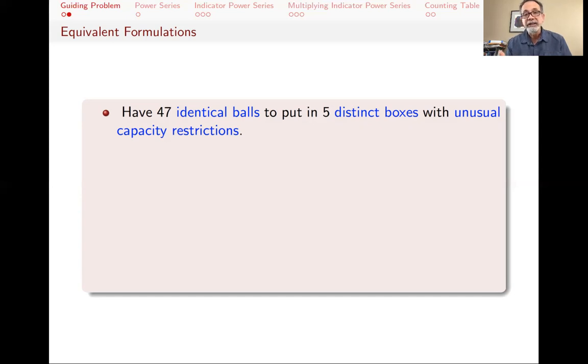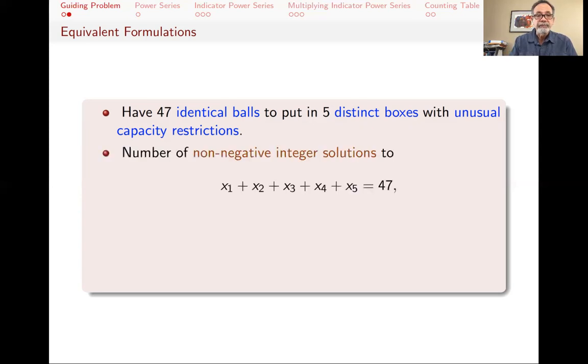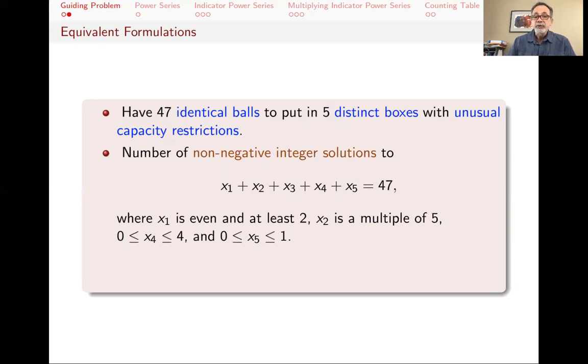Each of those boxes has certain kinds of capacity restriction. Again, one of them only takes multiples of 5 balls. One of them only takes a positive even number of balls. Another one can be anything, but one of them can only be between this number and that number, and another one can only be 0 or 1 ball. Another way of thinking about that is that you want the number of non-negative integer solutions to x1 + x2 + x3 + x4 + x5 = 47, with x1, the number of apples, even and at least 2, x2, the number of bananas, a multiple of 5, x4 between 0 and 4, x3 just a non-negative integer, and x5 between 0 and 1.